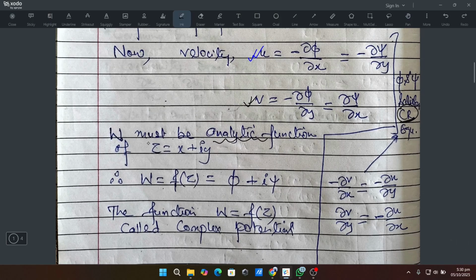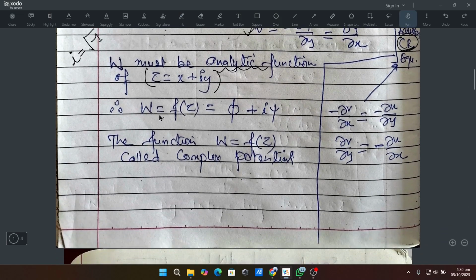And we know that z equals x plus iy. This is basically an expression of the complex numbers, right? Where x is the real part and iy is the imaginary part, where i equals negative root over 1. This is the complex number. Well, and we can say that w is a function f of z, which is equal to phi plus i psi. So the function w equals f of z is called the complex potential function. I hope this is pretty clear for you to understand now, right?